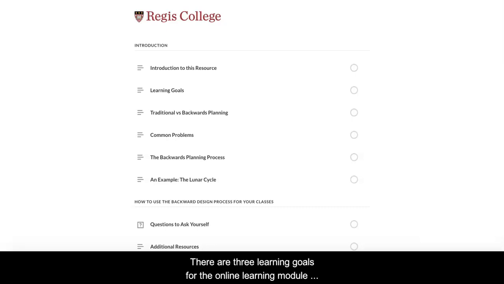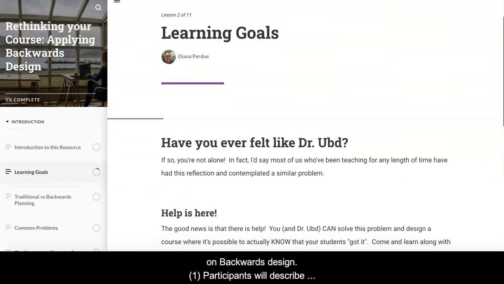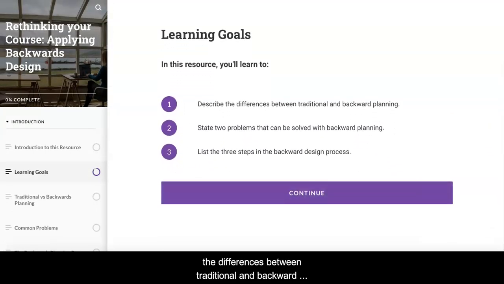There are 3 learning goals for the online learning module on backwards design. Number 1, participants will describe the differences between traditional and backward planning. Number 2, participants will state 2 problems that can be solved with backwards planning. And number 3, participants will list the 3 steps in the backward design process.